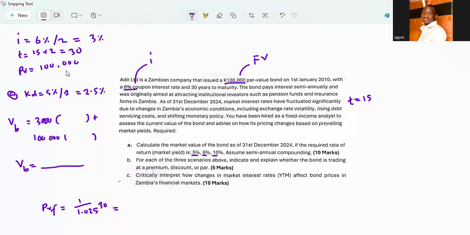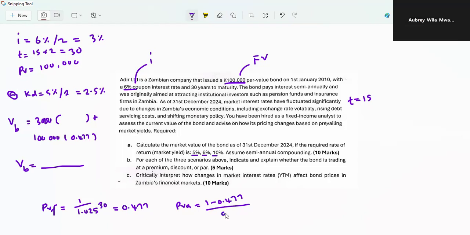Are we together? Are you following? So the interest factor is 0.477. So it comes here. Then how do we find our need factor? 1 minus 0.477, divided by the interest of what? 0.025.